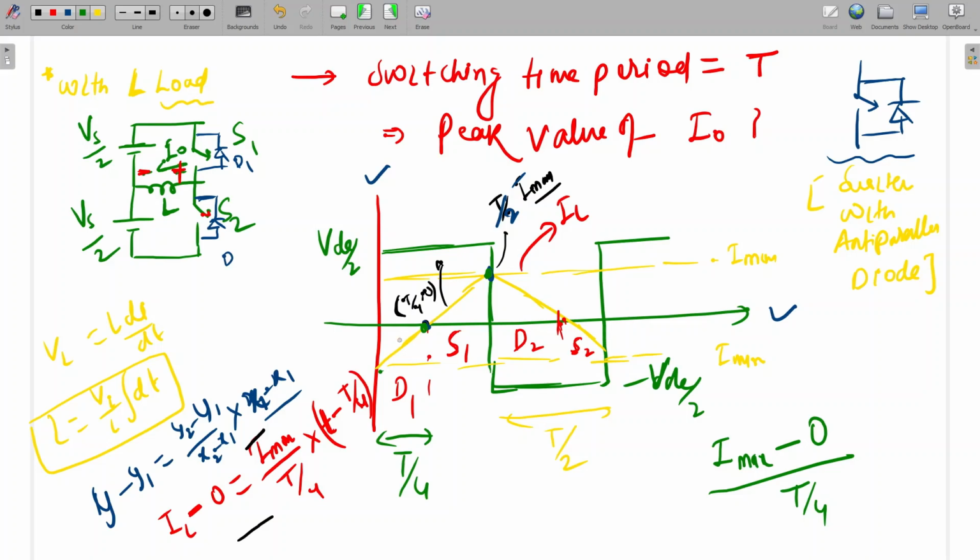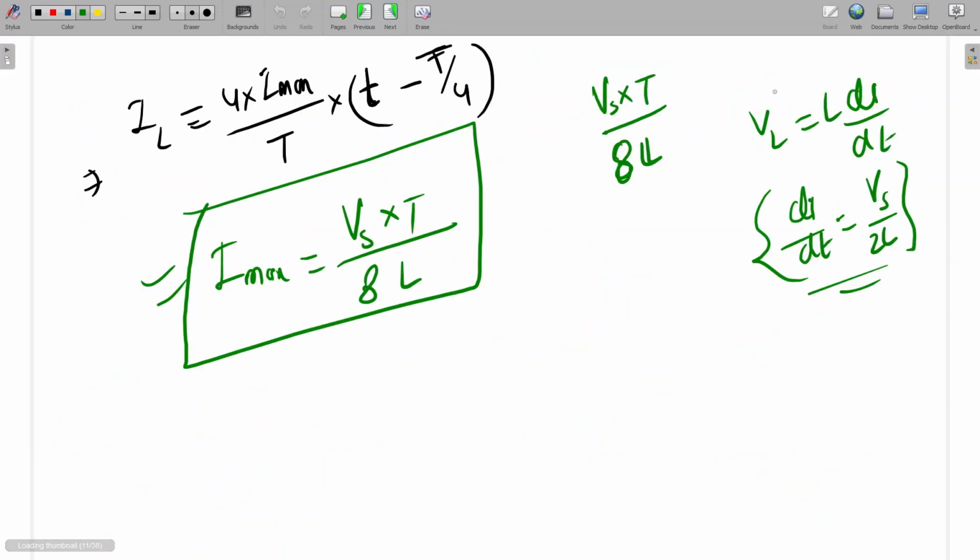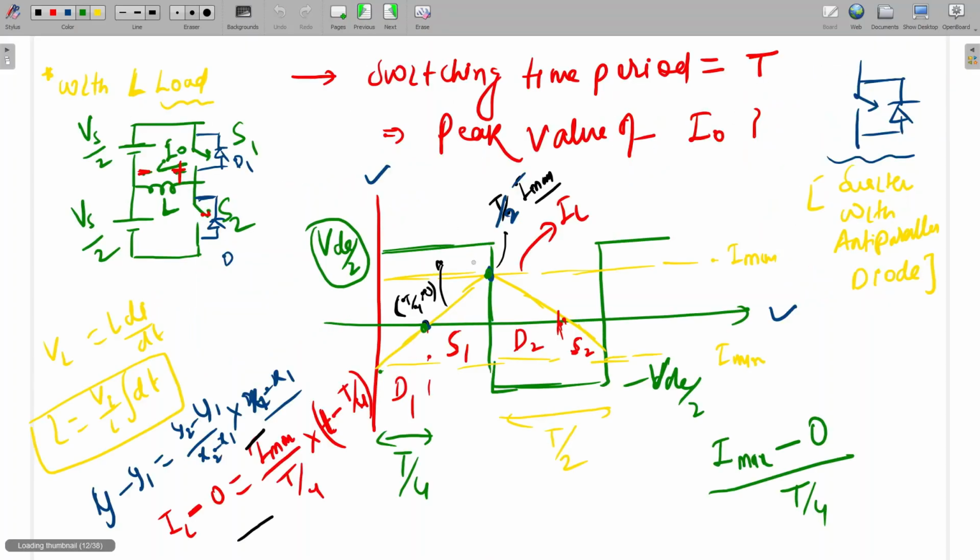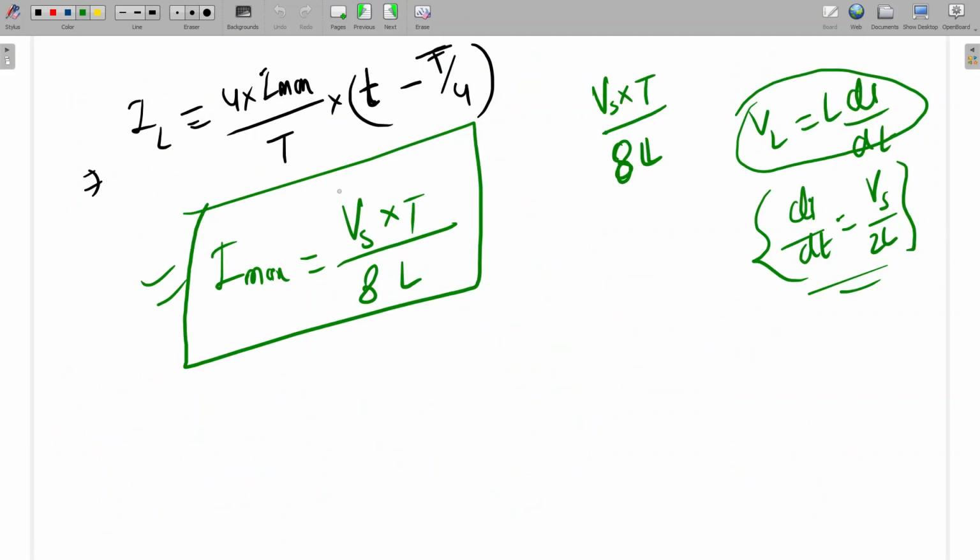These 2 points are there. This is one line. Here across the inductance we are applying the voltage VDC upon 2. This voltage is applied across the inductance, and VL is equal to L di by dt. This equation is there, and we can apply this slope also. It will be maximum at t equal to T by 2. So if we put that value, we get this one.